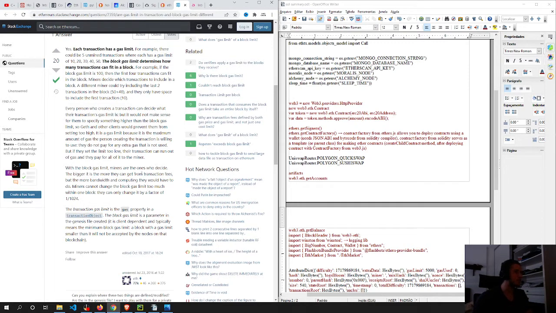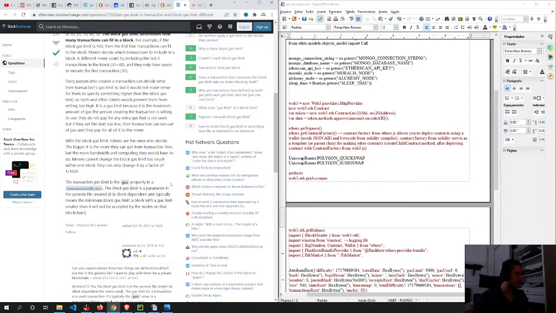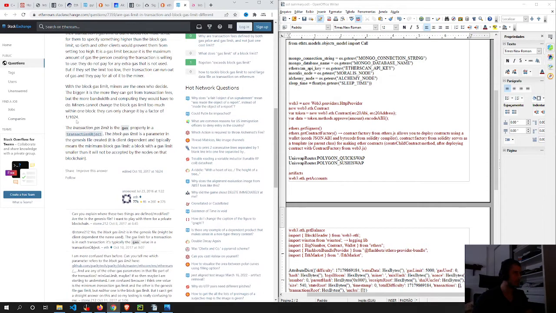With the block gas limit, miners are the ones who decide. The bigger it is, the more they can get from transaction fees, with the more bandwidth and computing they would have to do. Miners cannot change the block gas limit too much within one block. They can only change it by a factor of 1/1024. The transaction gas limit is the gas property in a transaction object.